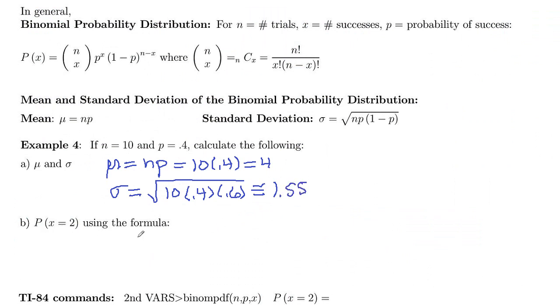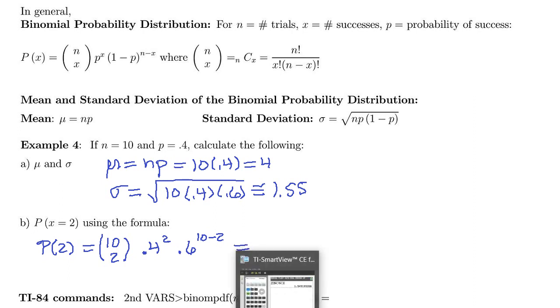Calculate the probability of 2 successes using the formula. So this is n choose x, n is 10, and x is 2. So 10 choose 2. This is the probability of 2 successes. And then p, our p is 0.4. So 0.4 then gets an exponent of 2. So this exponent matches here. And then 0.6, this will be 10 minus 2, or 8.